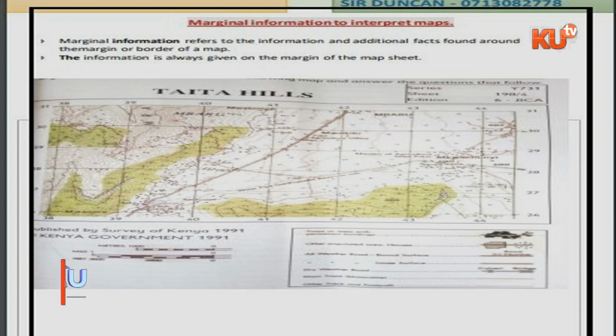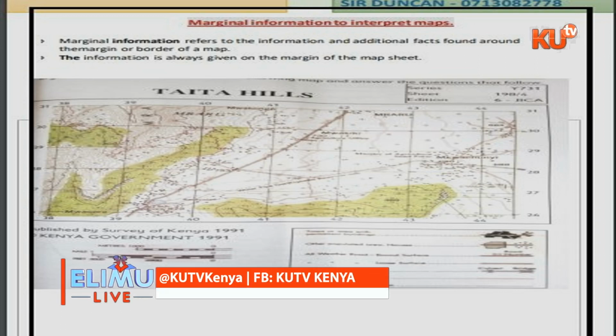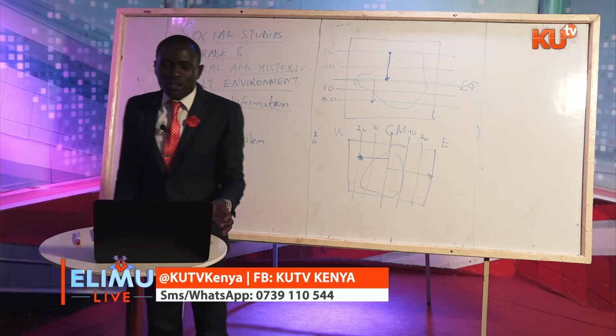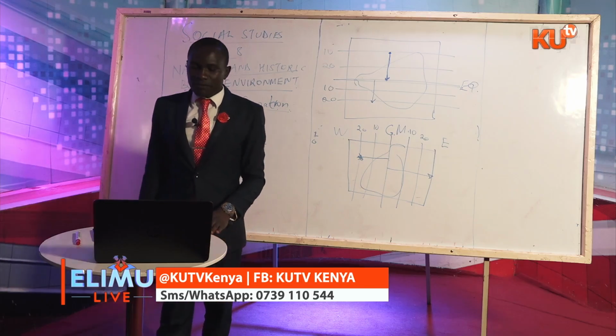Copyright is denoted by a C. On our screen, copyright is a law that protects the owners of published works from other persons, meaning you cannot copy another person's work. In this case, I think it is not clear on the map that we have.